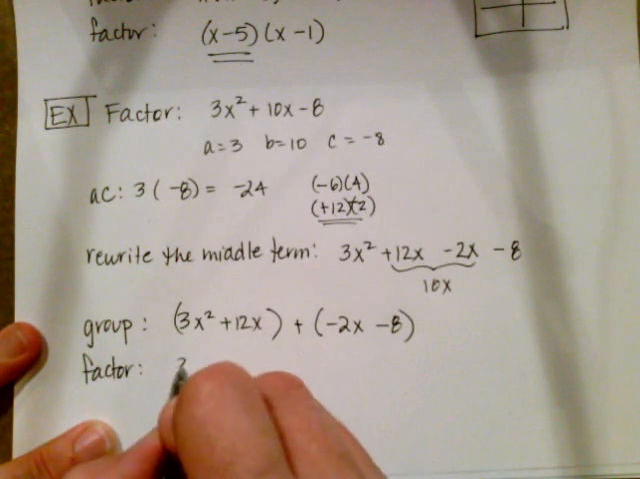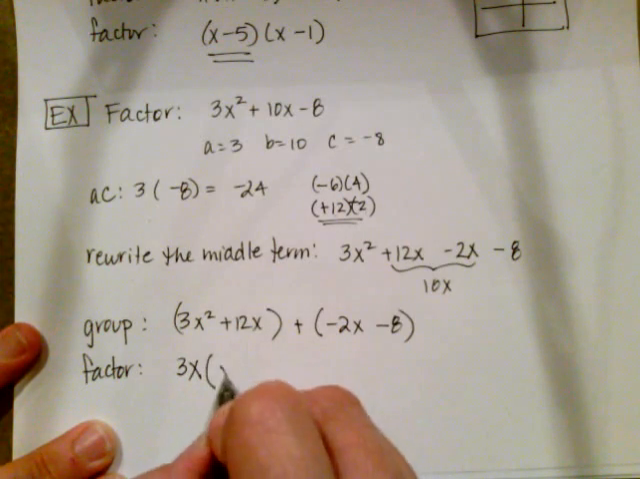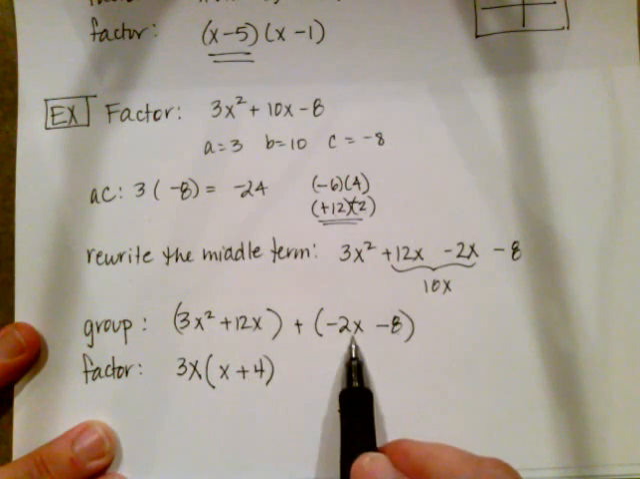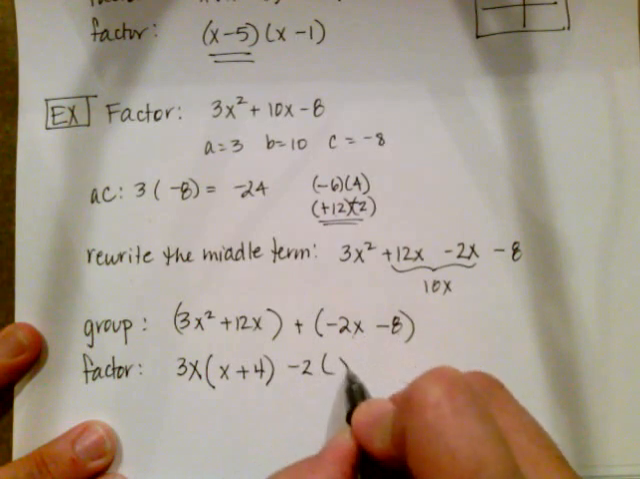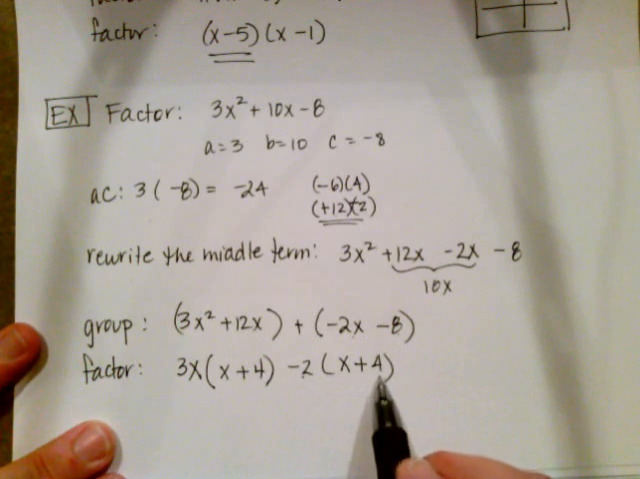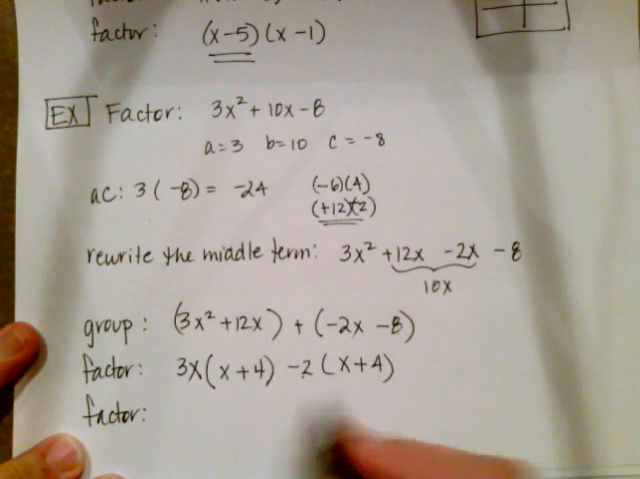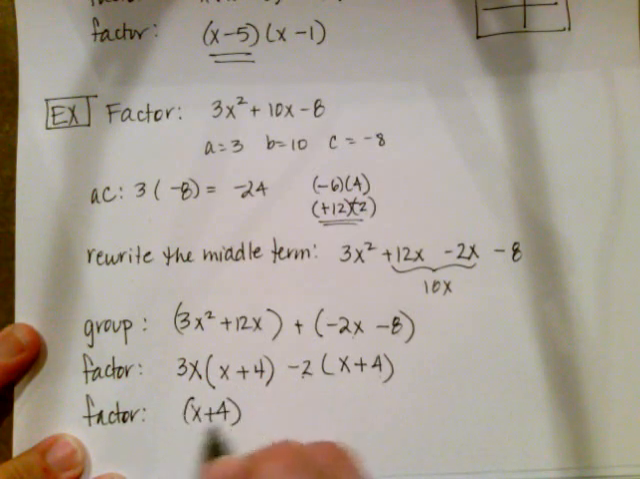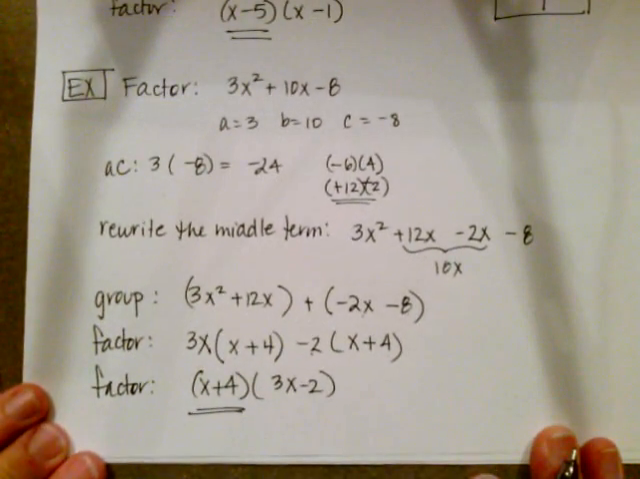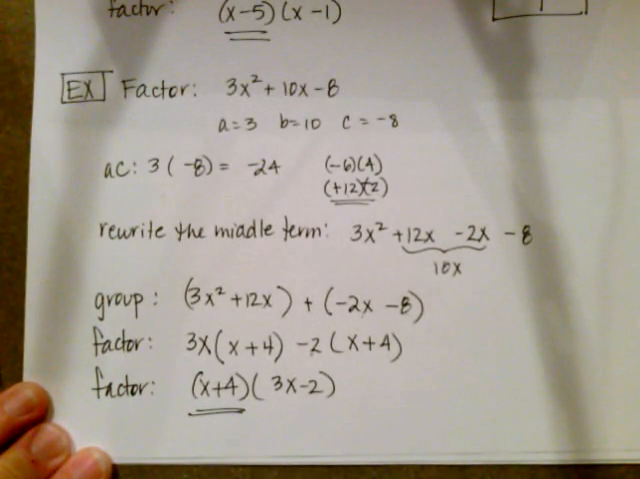These two terms have a 3 in common and an x in common, and if I factor it out, I'm going to get x plus 4. These two terms both have a -2 in common, so if I take that out, I get x plus 4, because a -8 divided by a -2 is a +4. I factor one more time, because now they have x plus 4 in common, and I'm left with 3x minus 2, and there is the factored form of that quadratic. Okay? All right, so that's our factored form, so that one's done.